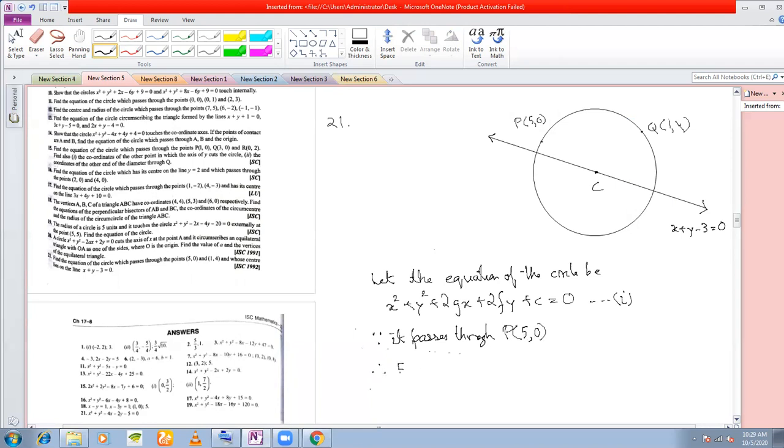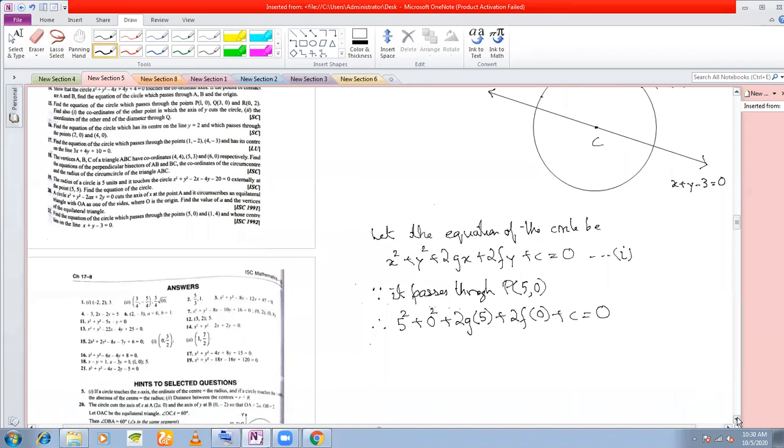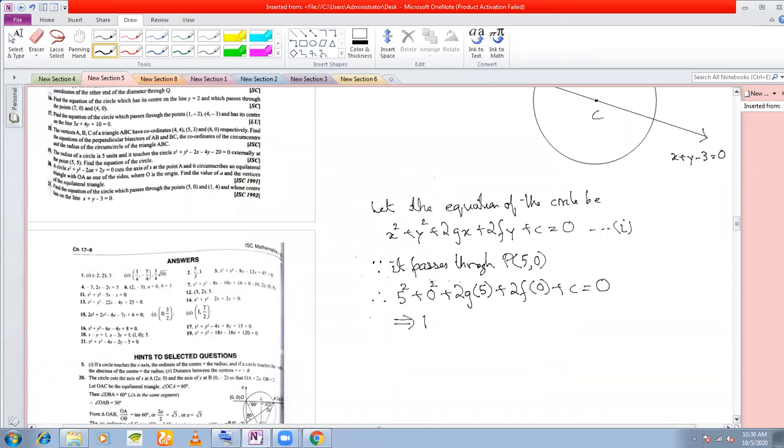therefore 5 square plus 0 square plus 2g into 5 plus 2f into 0 plus c is equal to 0. That means you get 10g plus c is equal to minus 25. This is one equation that you get. Call this equation number 2. This is an equation in g and c. Also, another point is given. Since it passes through, what is the other point given? 1, 4.